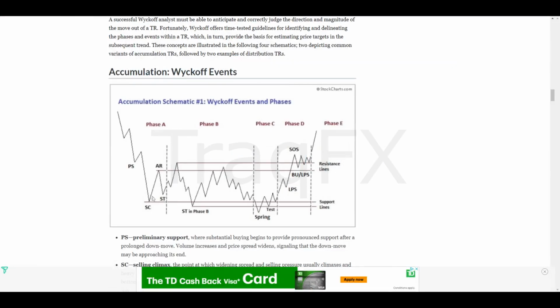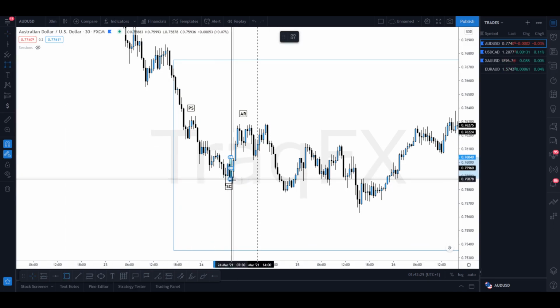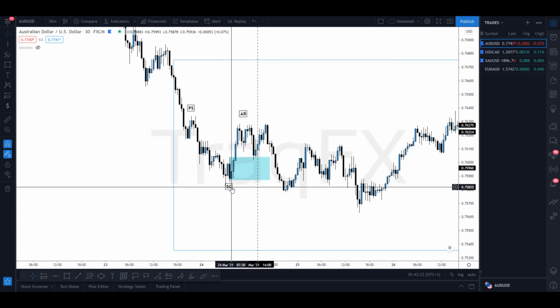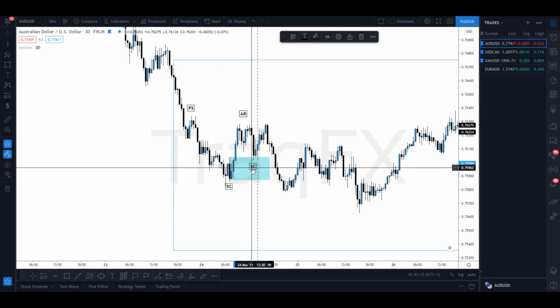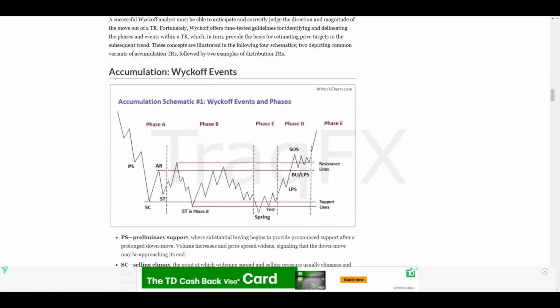Now, what's next is we're supposed to be looking for the ST. So we have our secondary test right over here, where the market comes back to the original selling climax point, which is right here. And like I said, you're going to see a demand zone there. And in this case, we do see a demand zone right here. Price dips down into our selling climax, and this is considered our secondary test, where the market is retesting any little bit of demand.